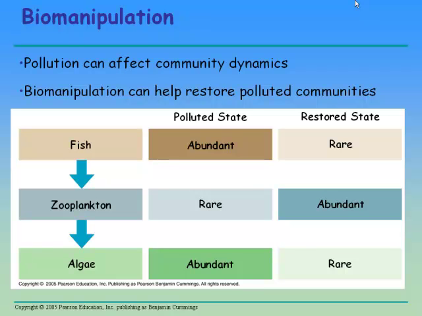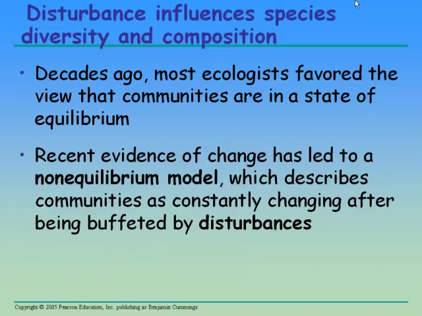You can summarize the scenario with the following diagram. So fish, zooplankton, algae. Polluted state: fish abundant, zooplankton rare, algae abundant. In the restored state, the algae are rare, which you want, zooplankton abundant, which you want, and then fish also rare. So this is biomanipulation.